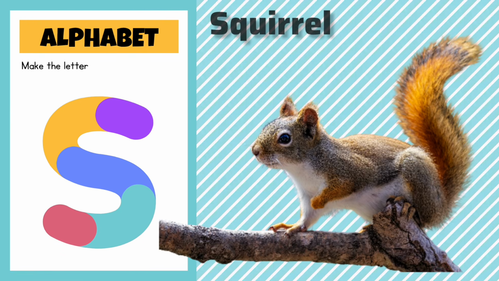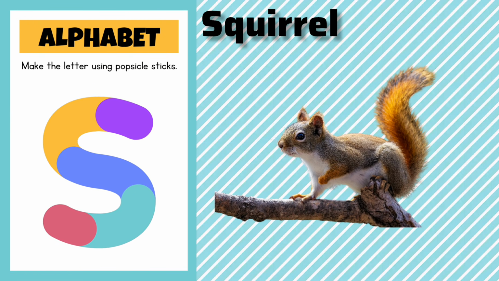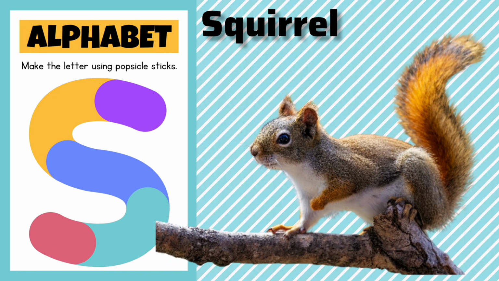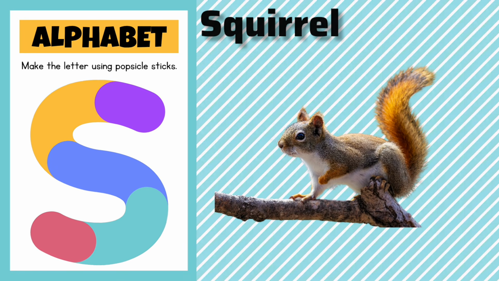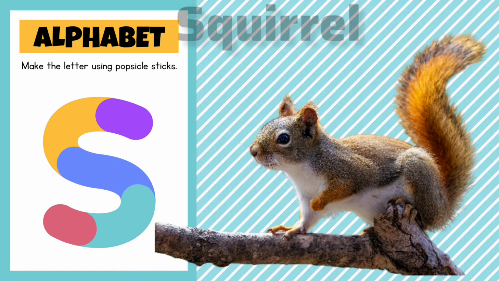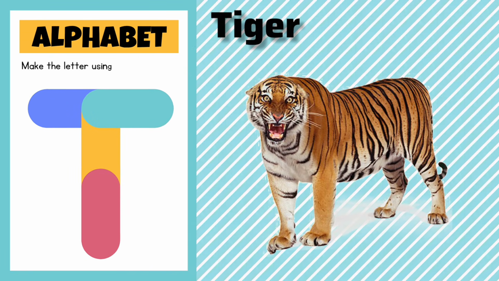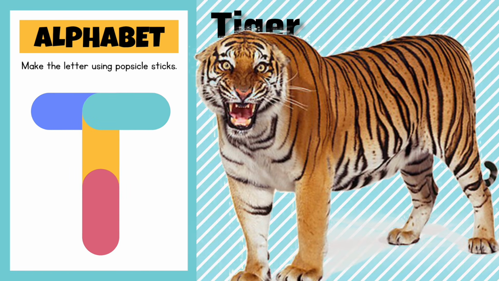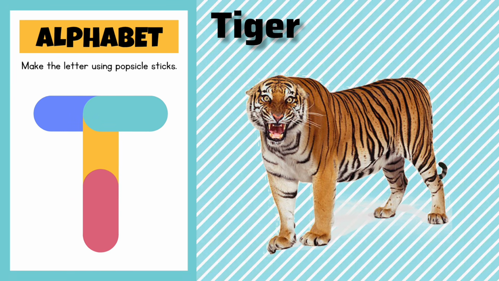Kids, this is the letter S. S is for squirrel. Squirrel. This is the letter T. T is for tiger. Tiger.